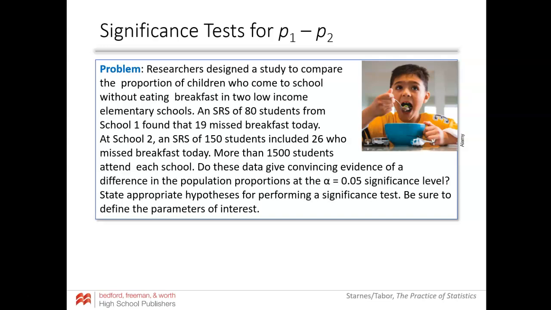So more than 1,500 students attend each school. That's an important fact for us because we're going to have to check that 10% condition in a minute. Do these data give convincing evidence of a difference in the population proportions at the alpha significance level of 5%? So state appropriate hypotheses for performing a significance test and be sure to define the parameters of interest, of course.